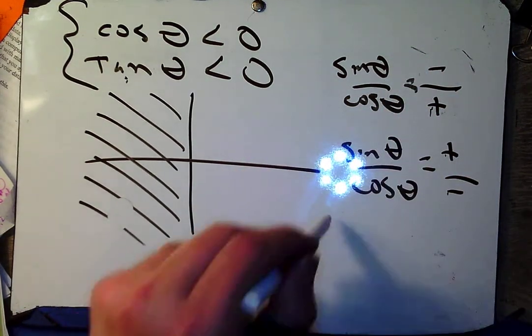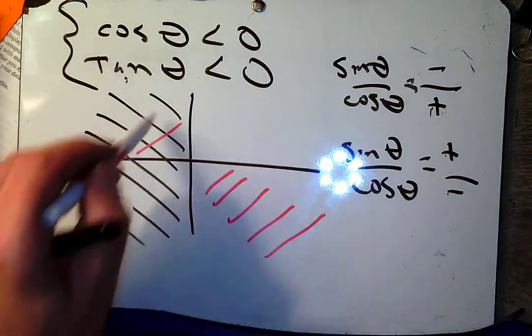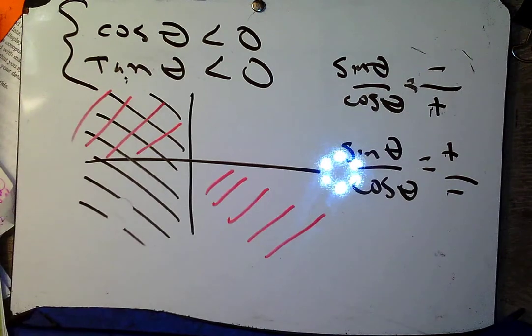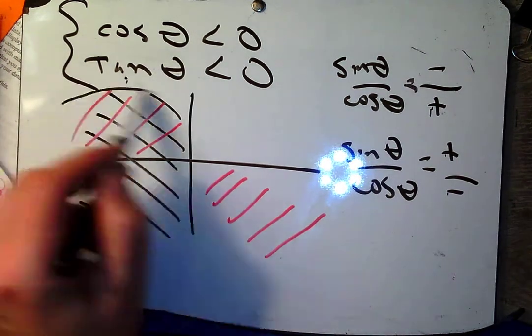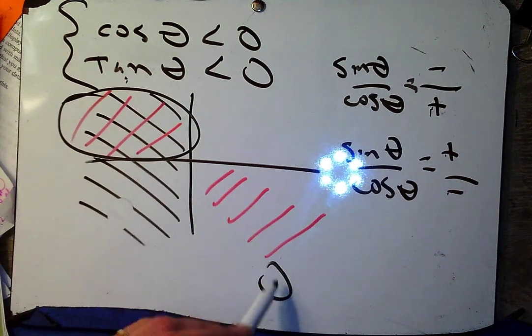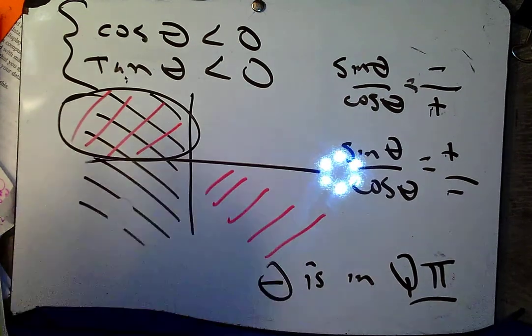And that happens here in fourth quadrant, where cosine is positive and sine is negative, and here in second quadrant, when cosine is negative and sine is positive. So the overlap is here. Theta is in quadrant 2.